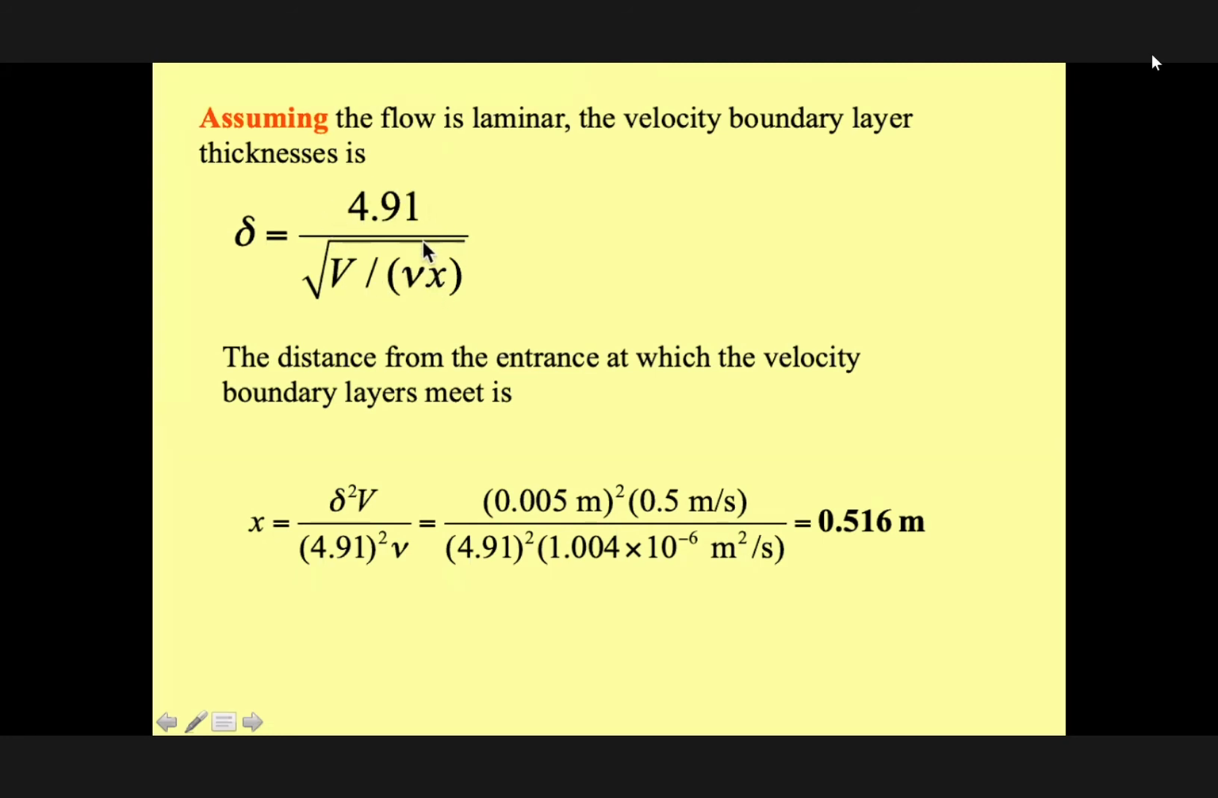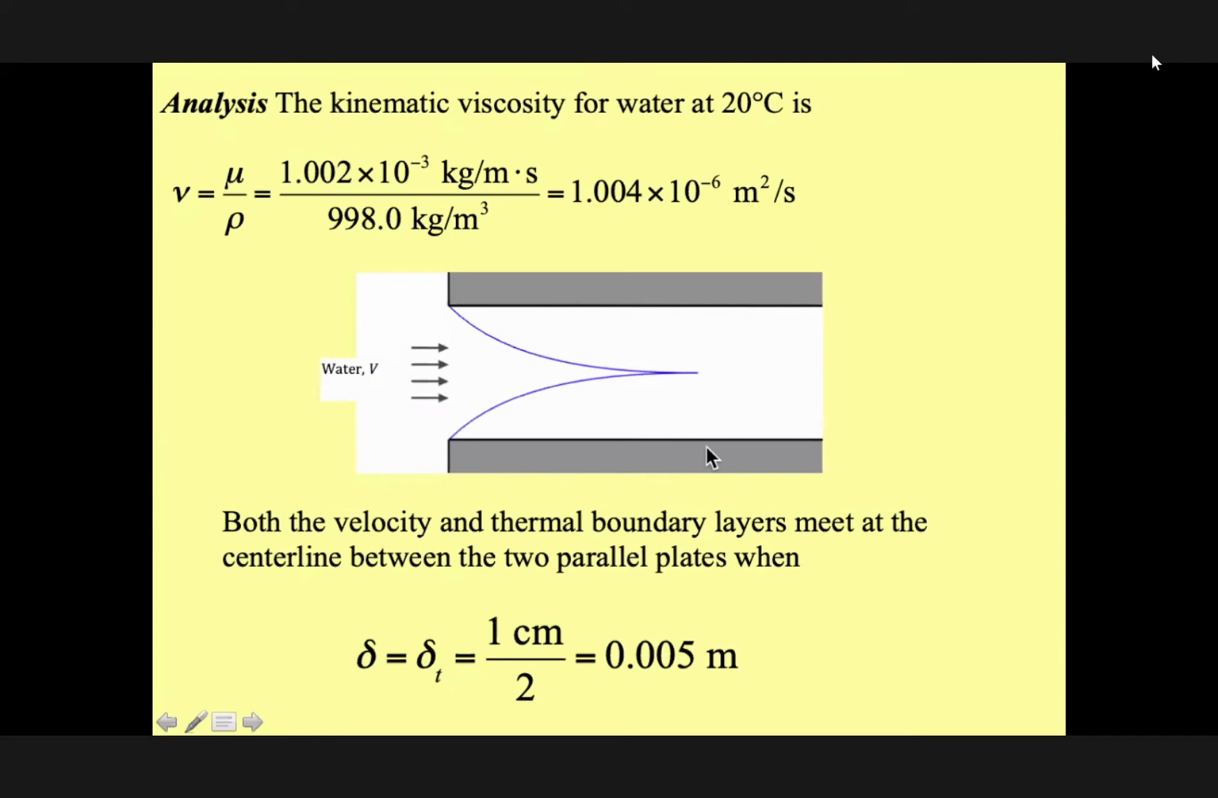Therefore, here we have an expression. You have the velocity, you have the kinematic viscosity, and the distance. This is unknown. We are trying to see where the velocity reaches the center. But we know this is 0.5. If you substitute there, you find it takes almost that length for the velocity to reach the center. Therefore, after 0.56 here, the velocity profiles meet each other.